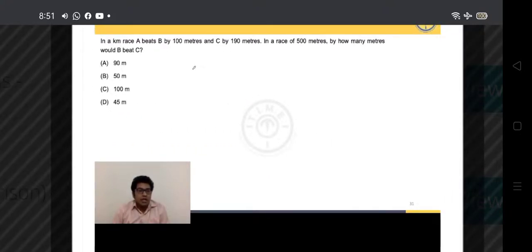Now, in a kilometer race, A beats B by 100 meters and C by 190 meters. So I have A, I have B, I have C. In a kilometer race, therefore 1000-meter race, A beats B by 100. What is the meaning? When A has traveled 1000, B has traveled 900. A beats B by 100 meters and C by 190. So when A has traveled 1000, C would have traveled 810. Okay, so this gives the distances traveled by them.